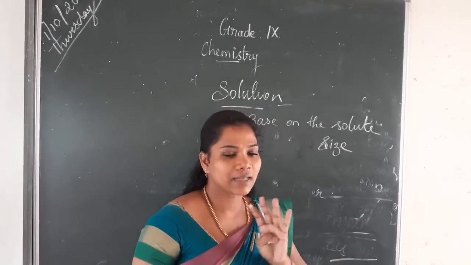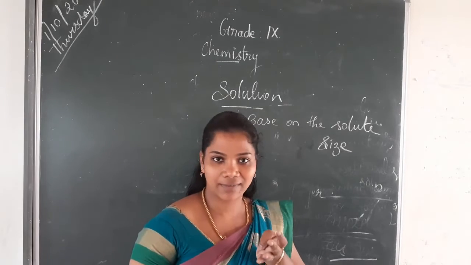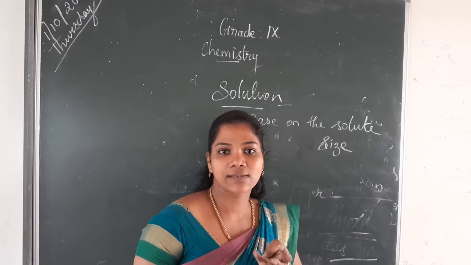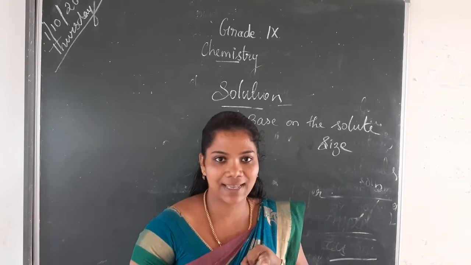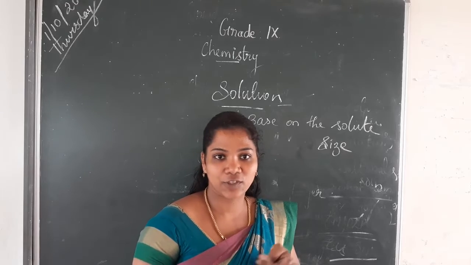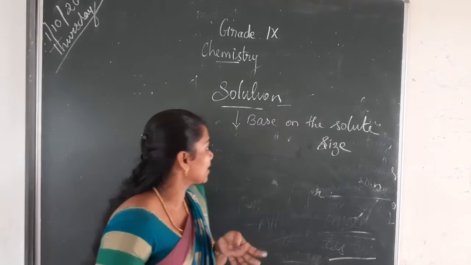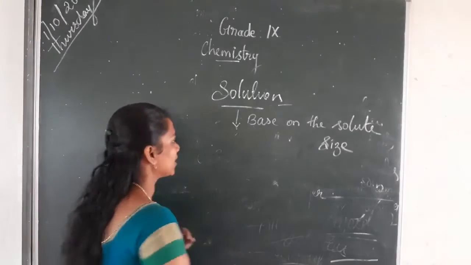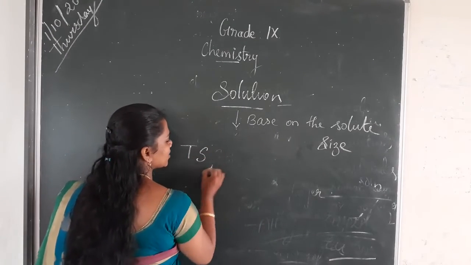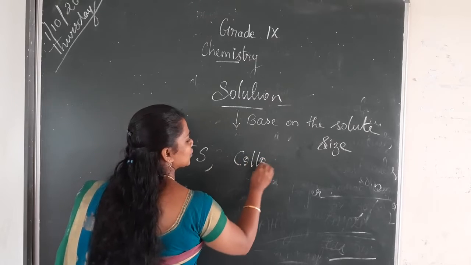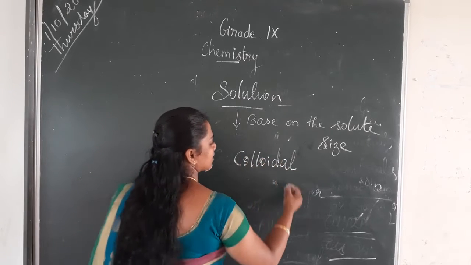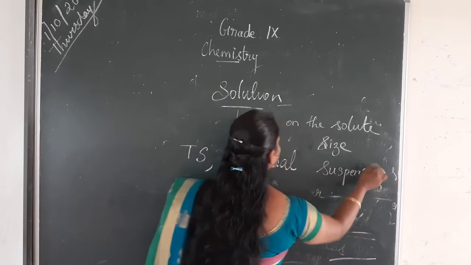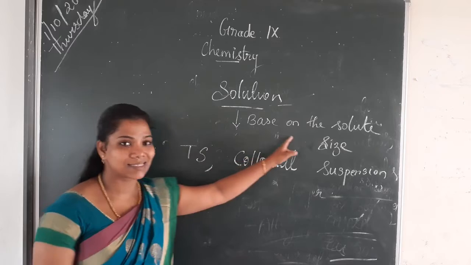Listen, there are different types of classifications. Based on the solvent we can classify into aqueous solution and non-aqueous solution. Next is the saturation level: saturated, unsaturated, supersaturated. But this classification is based on the size of the solute present in the solvent. Three are there. One is true solution, next colloidal solution, and next suspension. So 3 types of classifications are there based on the size.